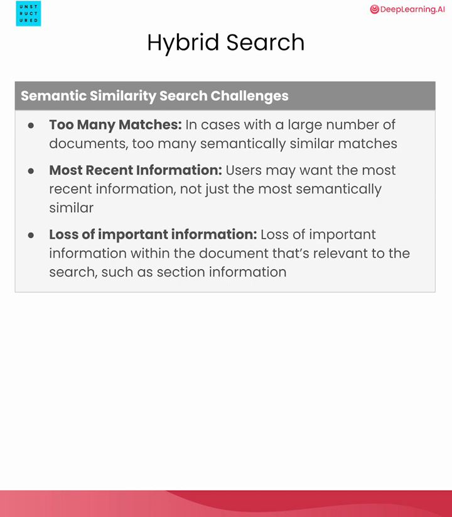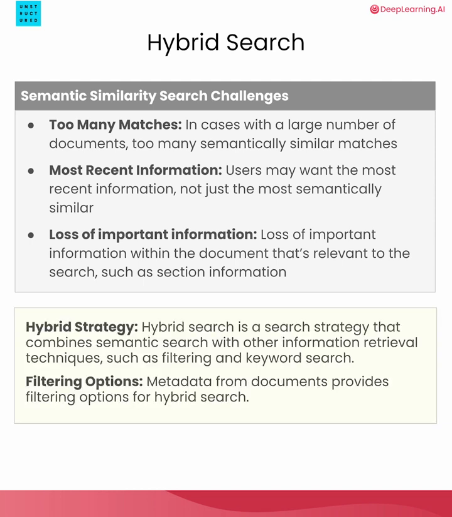Finally, you also lose some important information when you only are searching on semantic similarity. There's important information contained within the document, such as section information, that might inform your search results. That's where hybrid search comes into play. Hybrid search allows you to combine similarity search with structured information that you extract from the document as metadata. And so you can use metadata as filtering options. If you want to limit your search to a particular section, you can filter on that metadata field.